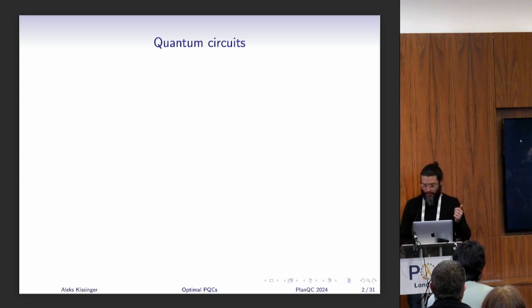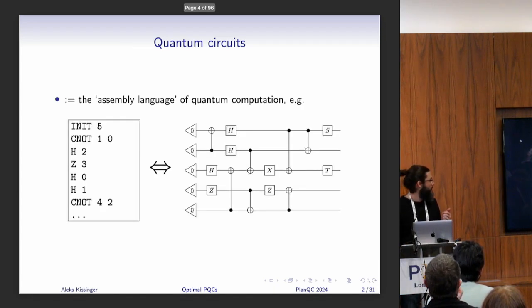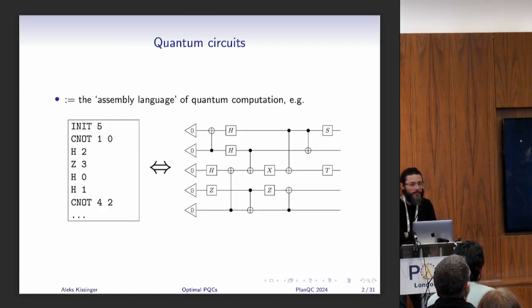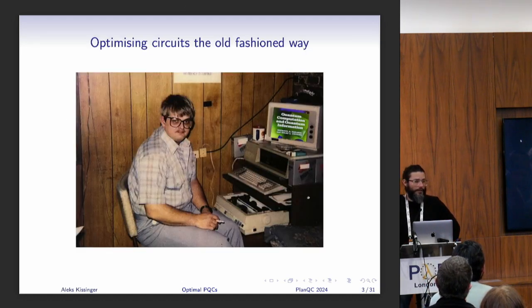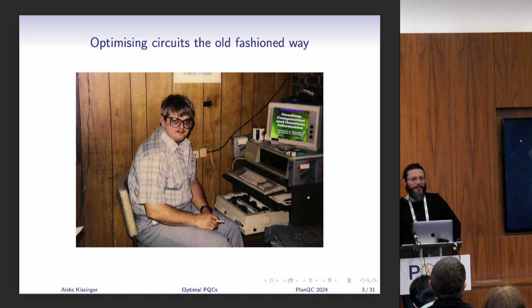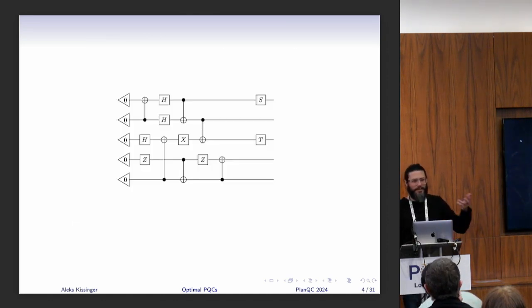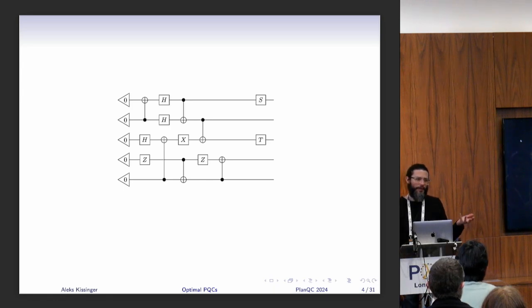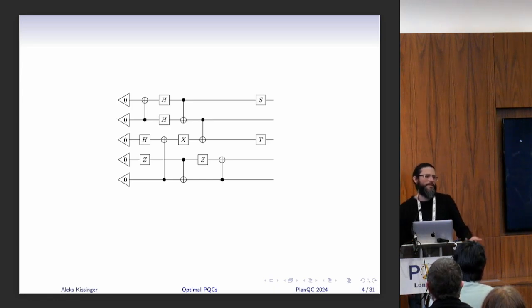Okay, so quantum circuits, as everyone is very familiar with, are a kind of assembly language of quantum computing. And something that we often want to do with quantum circuits is optimize them. So do the same circuit but with fewer gates. The old-fashioned way, I put this up as a straw man because I don't know if anybody ever really did this, is to think about gate identities that we know and just apply them locally to try to get gates to cancel out.